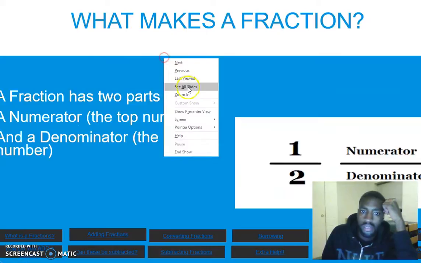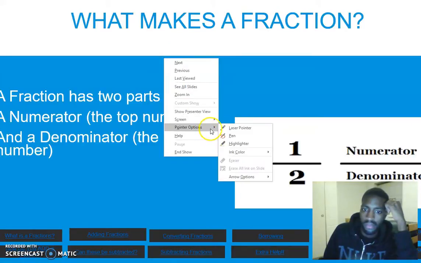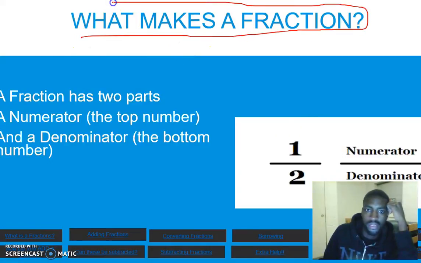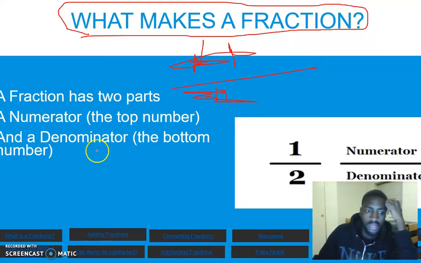So we're going to talk today about adding and subtracting fractions. Let me get this pointer right quick. I'll get this pen. So, what makes a fraction? A fraction has two parts, which are the numerator and the denominator. The numerator will always go on top right here, and the denominator will always be at the bottom.